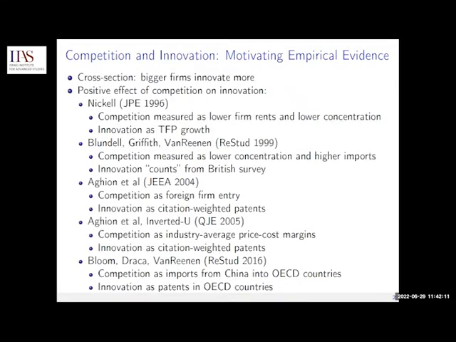A little bit of a preview: we clearly want to think about models that have both this Arrow effect and the Schumpeterian effect, because there's a lot of evidence that shows that tougher competition can lead to higher innovation. Now, a lot of that literature hasn't done that kind of comparative static exactly the way I described it, as competition through throwing additional firms into the mix.